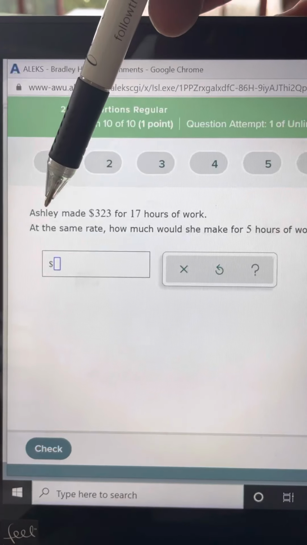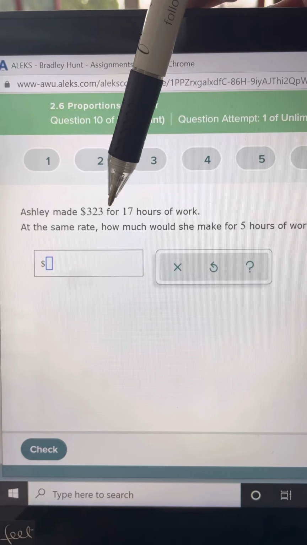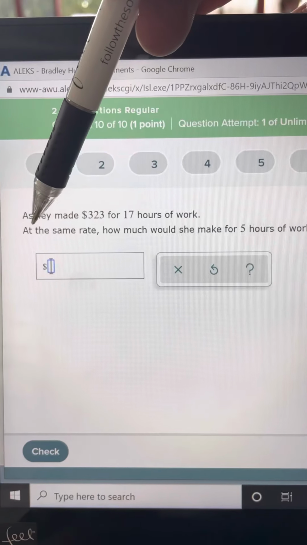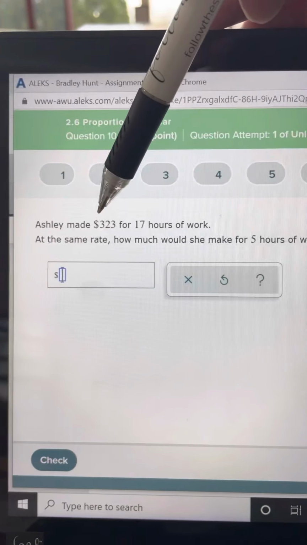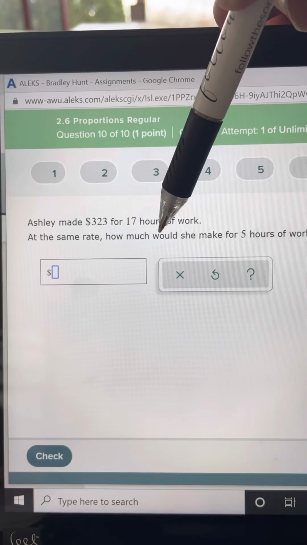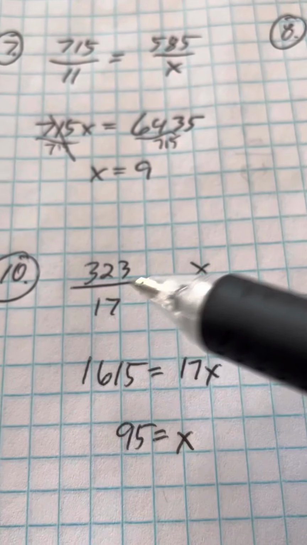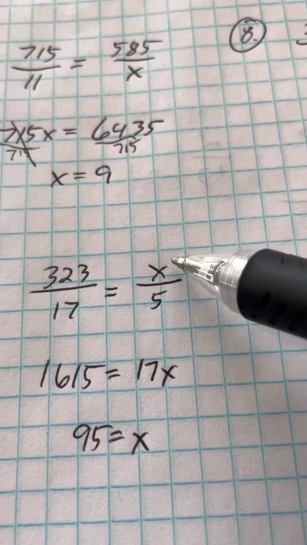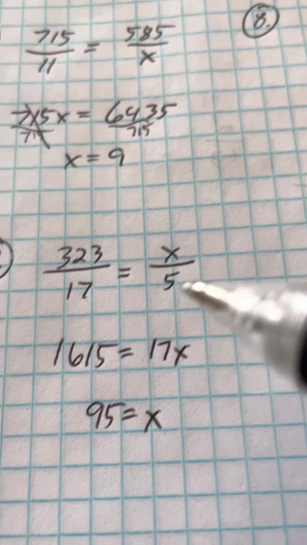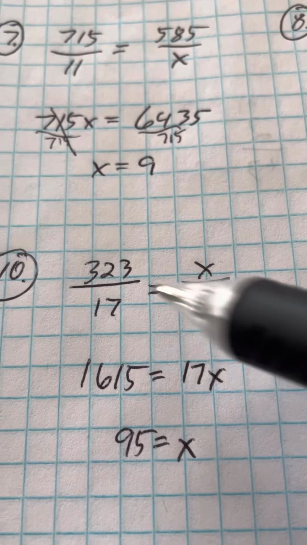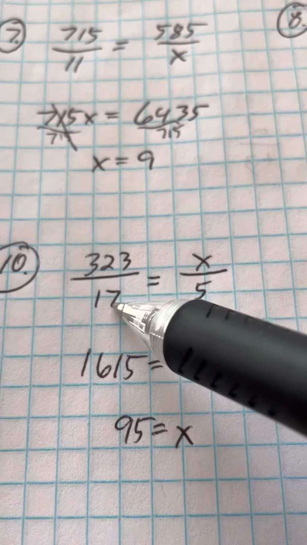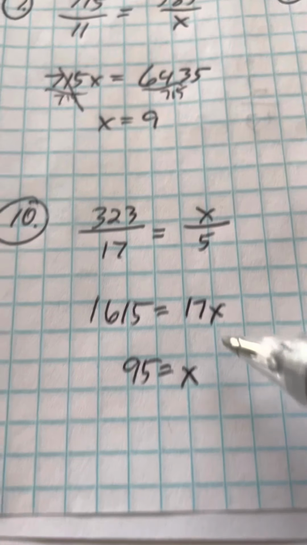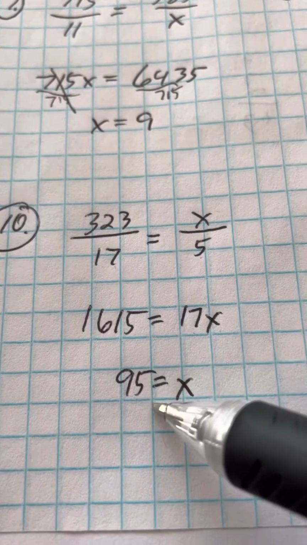And then lastly, we have Ashley made $323 for 17 hours of work. At the same rate, how much would she make for 5 hours of work? So we're going to go money to hours, money we don't know to hours. So 5 times the 323 is my 1,615. 17 times x is 17x. I divide both sides by 17 and I get 95.